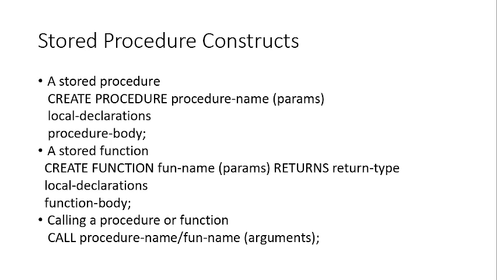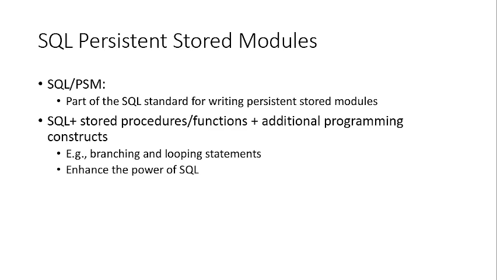And suppose we need to declare a function that returns some values. So a return type is necessary, and the declaration will be like this. A stored function will be like this: create function, then we have function name and the parameters, and we have returns, the return type, then local declarations and function body. And when we call a procedure or function, we can use call followed by the procedure name or function name and the list of arguments.